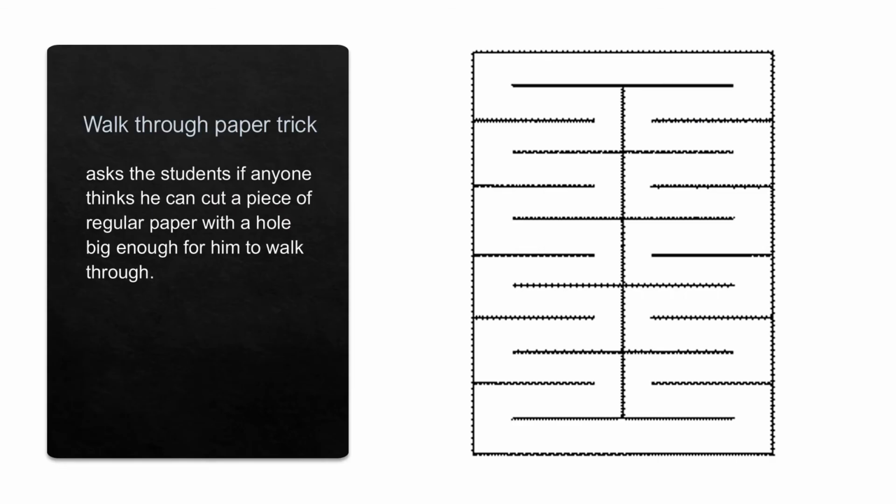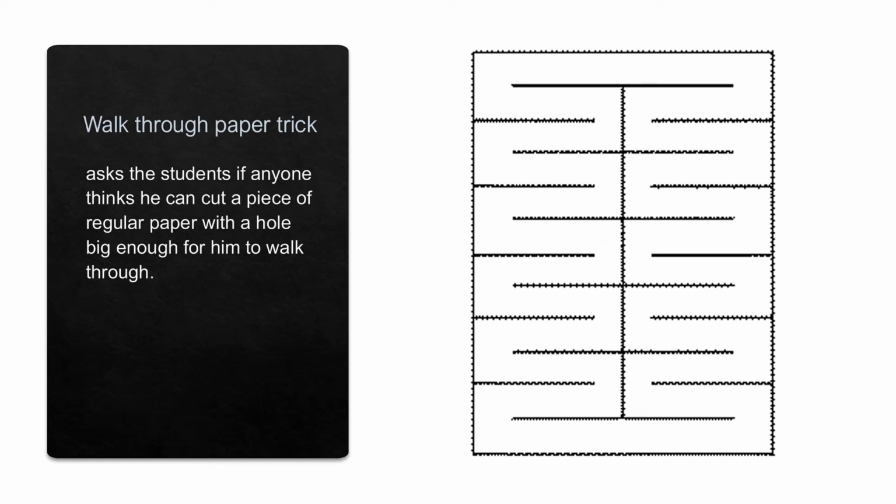Another activity, and there's a video on YouTube that you can search with the title Walk Through Paper Trick. What you do is you put on top of the table one piece of paper, a normal single piece of paper, not complicated, and you ask them to cut it in a way that there's a hole in the middle that you can walk through.